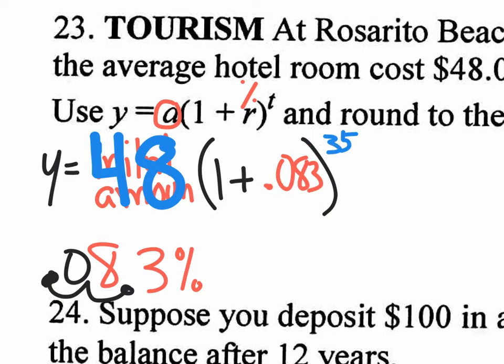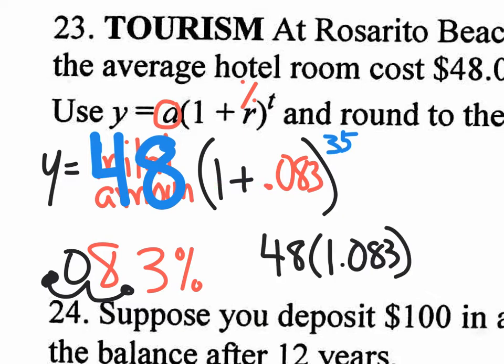Now, if you're not comfortable typing it all in, you could actually do one step at a time. You know, you start with parentheses first. So you could go 1 plus 0.083, and that will be 1.083. And of course, it's still to the 35th power. So what do we do next, guys? Do we multiply next or do we exponent next? Exponent. All right. So let's actually do this right here on a calculator.